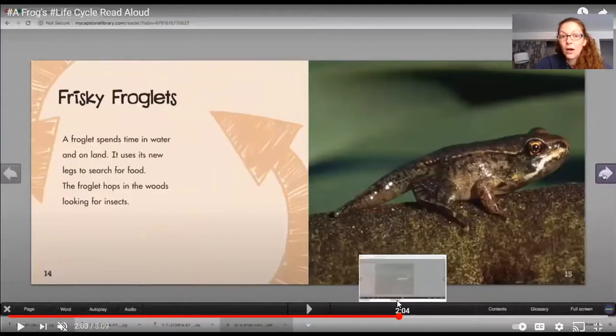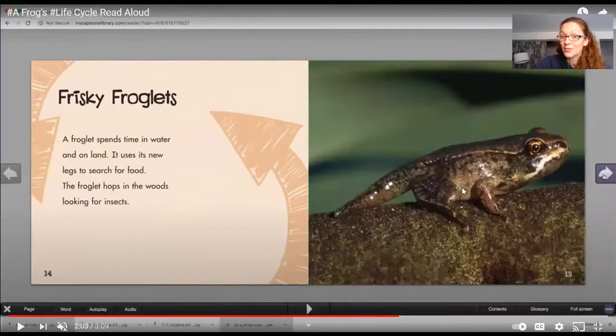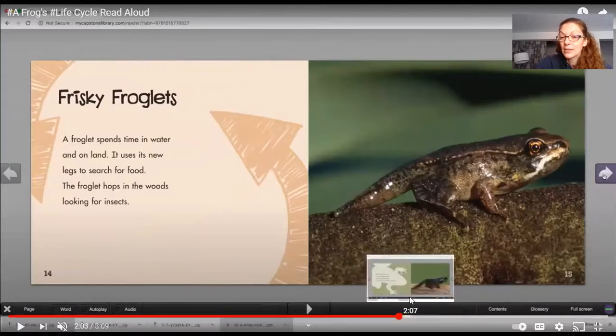Frisky froglets. Look at the picture now. It looks totally different from the beginning. A froglet spends time in water and on land. It uses its new legs to search for food. The froglet hops in the woods looking for insects. This is starting to look like the adult frog now.